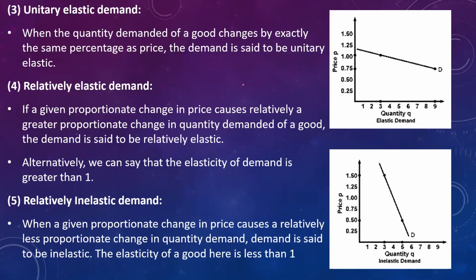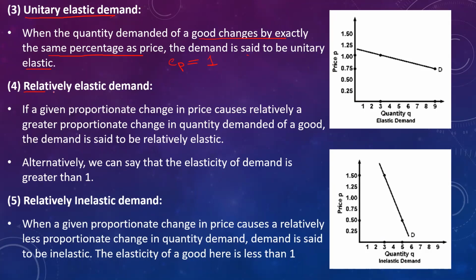Next we have unitary elastic. Unitary elastic means when quantity demanded of good changes by exactly the same percent as the price, then demand is said to be unitary elastic. So 1 unit change in price leads to 1 unit change in quantity demanded, then this is the unitary elastic demand. Here value is, as the name says, unitary. Unitary means 1. Here price elasticity will be equal to 1.